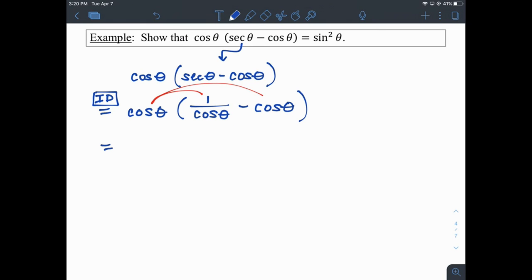Cosine theta times 1 over cosine theta in the front is 1. Cosine theta times negative cosine theta in the back is negative cosine squared theta. Make sure you are multiplying those, not adding them. You don't want to get a minus 0 in the back. You're multiplying those. And our goal is to get to sine squared of theta. Lucky for us, 3a says that 1 minus cosine squared of theta is in fact equal to sine squared of theta.